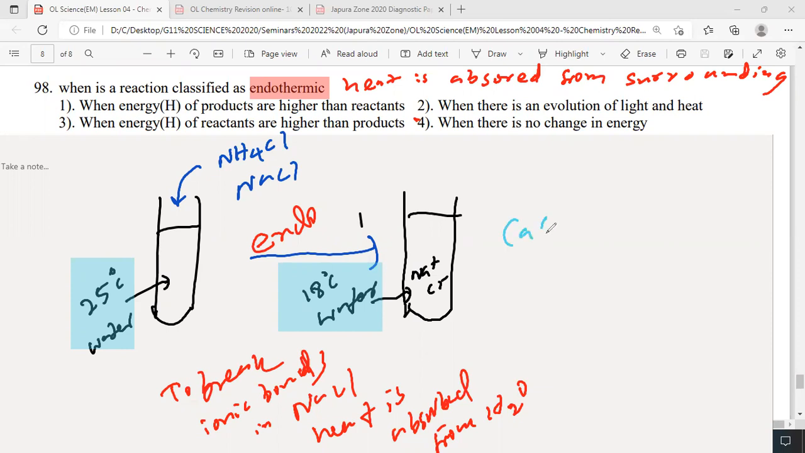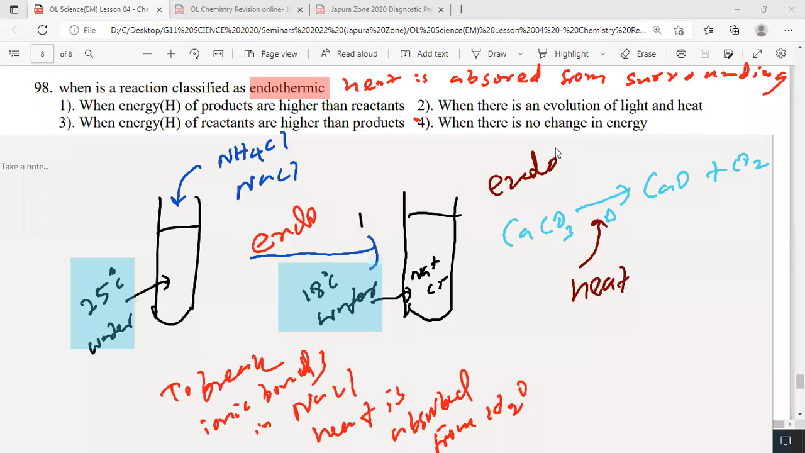Take calcium carbonate, this limestone. To decompose this, heat is absorbed. Without supplying heat, this reaction would not take place. You have to supply heat for the reaction to occur. So this reaction absorbs heat. Therefore, what reaction is this? Endothermic reaction.